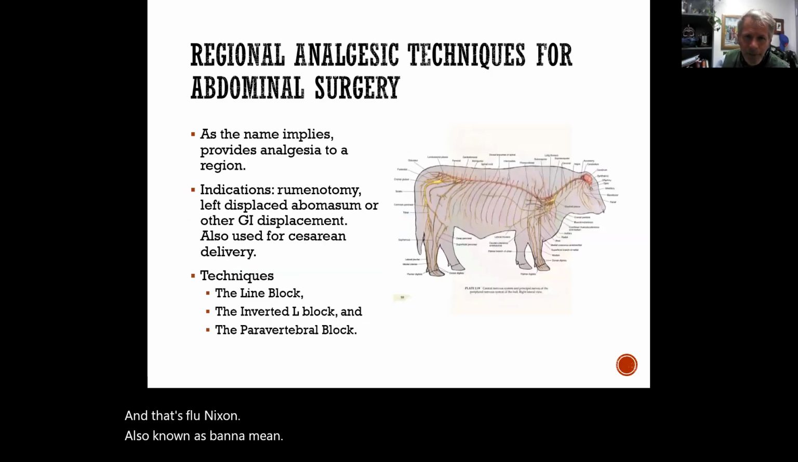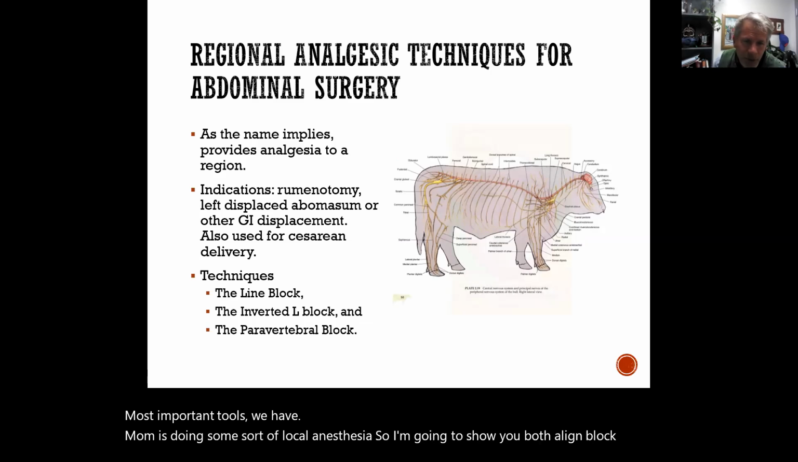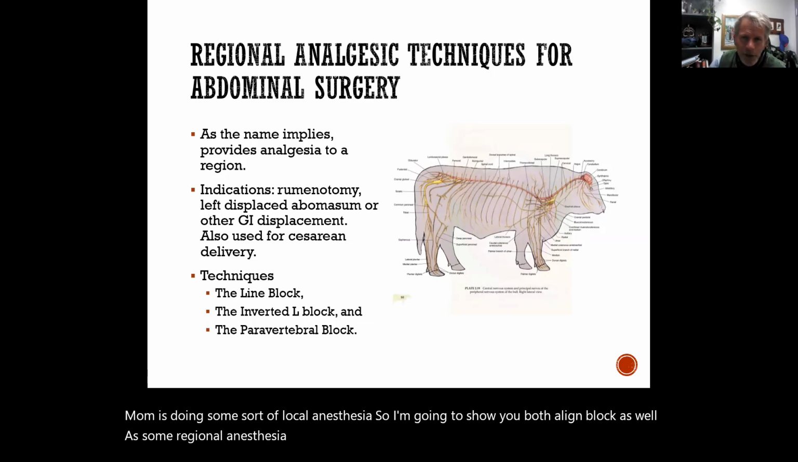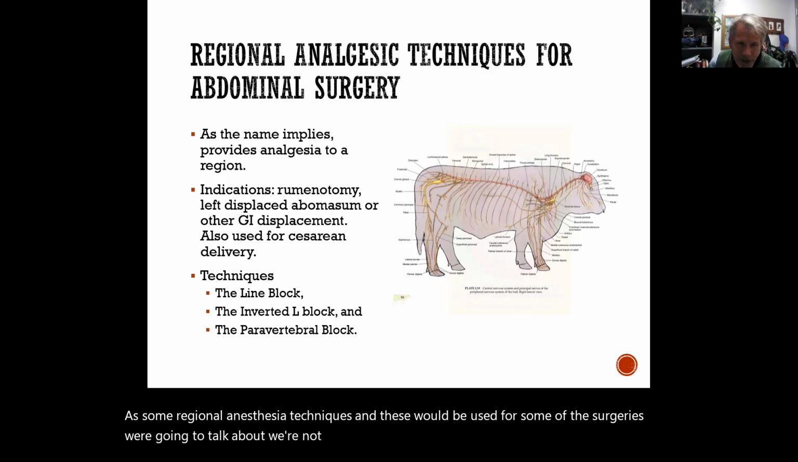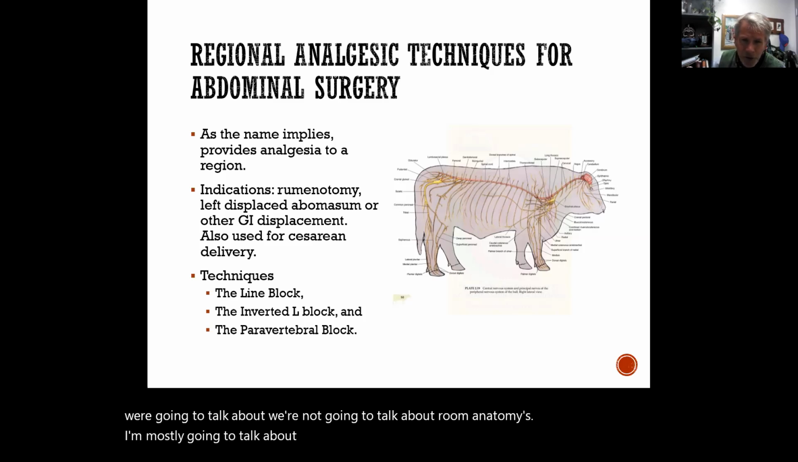And like I mentioned, one of the most important tools we have is doing some sort of local anesthesia. So I'm going to show you both a line block as well as some regional anesthesia techniques. And these would be used for some of the surgeries we're going to talk about. We're not going to talk about ruminotomies. I'm mostly going to talk about the surgeries that are, I don't want to say the most important, but they're certainly the most common.